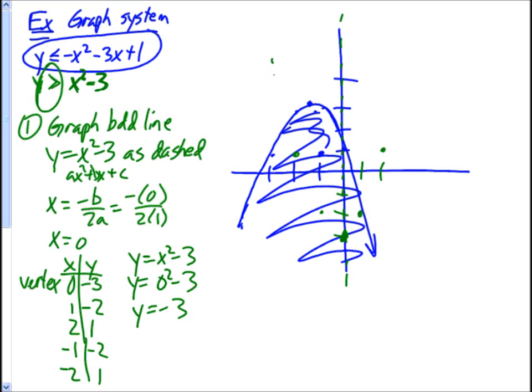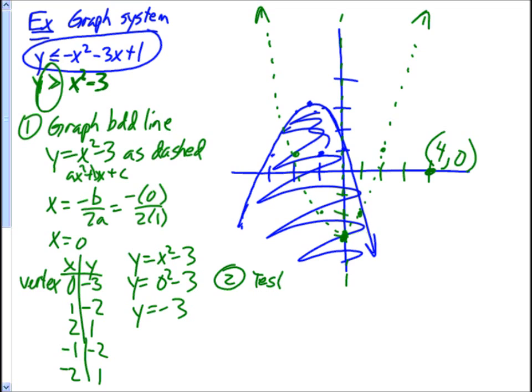And now don't forget this thing has got to be dashed. Okay, this thing is dashed. Right? So we got this dashed boundary line. Now let's go ahead and pick a point, and this time, you know what, let's pick one that's outside of this boundary line. Like let's pick 4 comma 0 to test. How does 4 comma 0 work out? So number 2, let's test 4 comma 0 in y is greater than x squared minus 3.